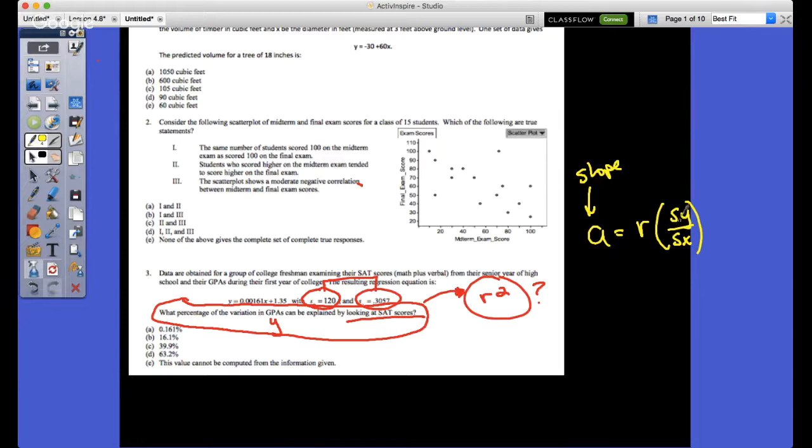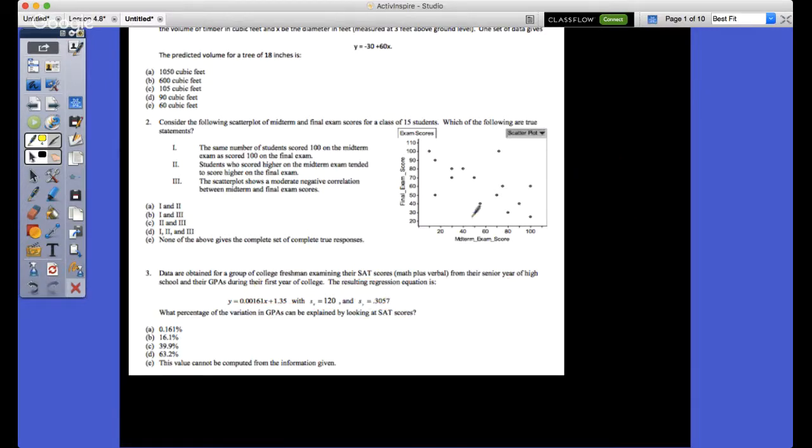You say, Coach, I've got S of y and I've got S of x, don't I? You in fact do. So this would be S of y, 0.3057. S of x is 120. We don't know r, but we do know that the slope is 0.00161.